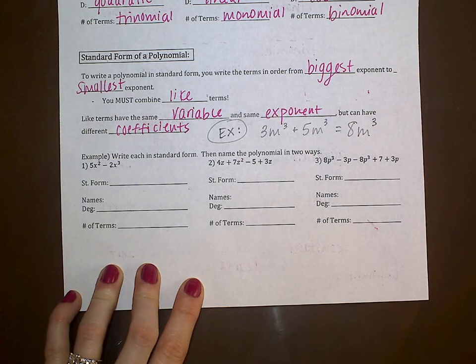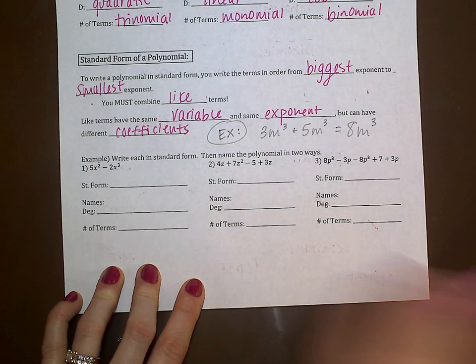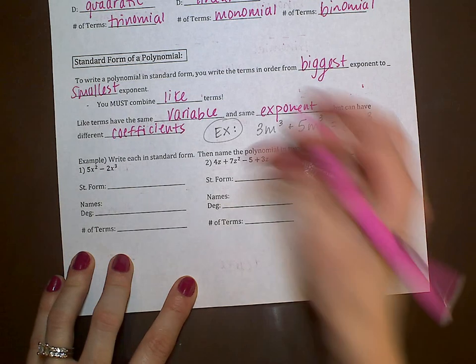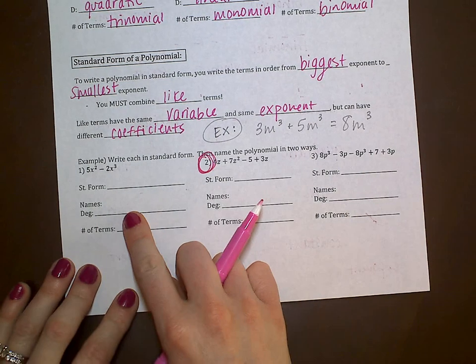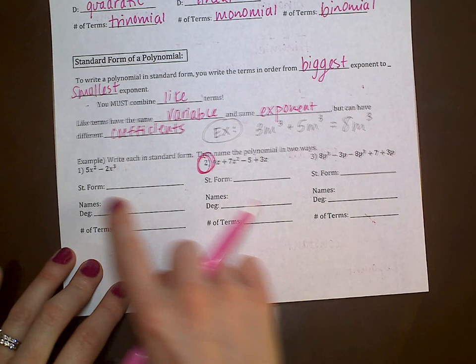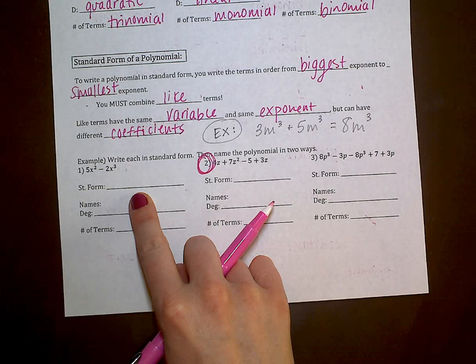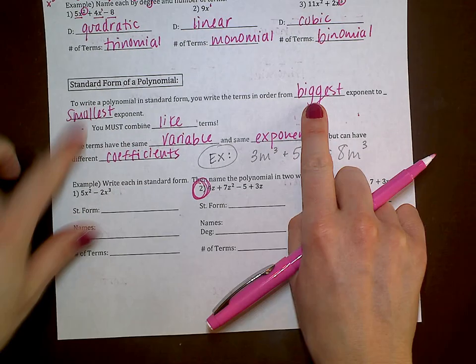We'll get more into this next lesson, but just realize that if you can combine stuff, you should. So I'm going to do 2 of these. I want you guys to try example 2. But here's what I would do on number 1. I have to name it again like I just did, but the next part that I haven't done yet is writing it in standard form. So that means I have to go from biggest exponent to smallest exponent.